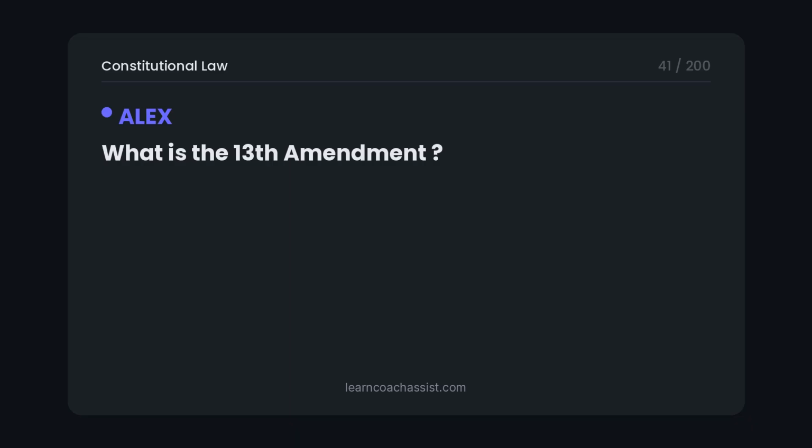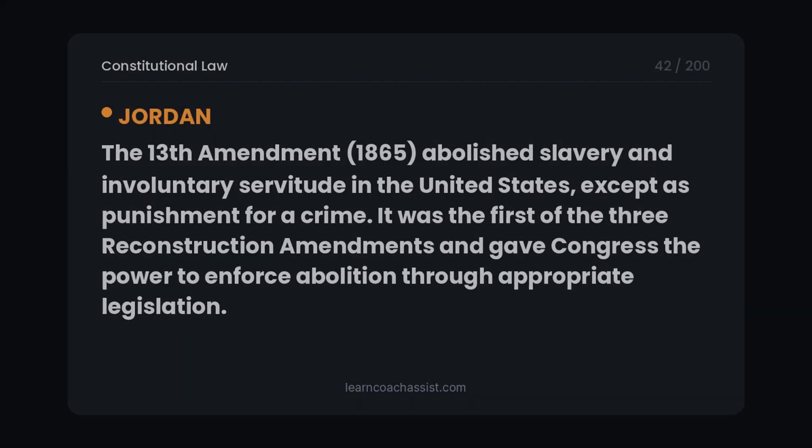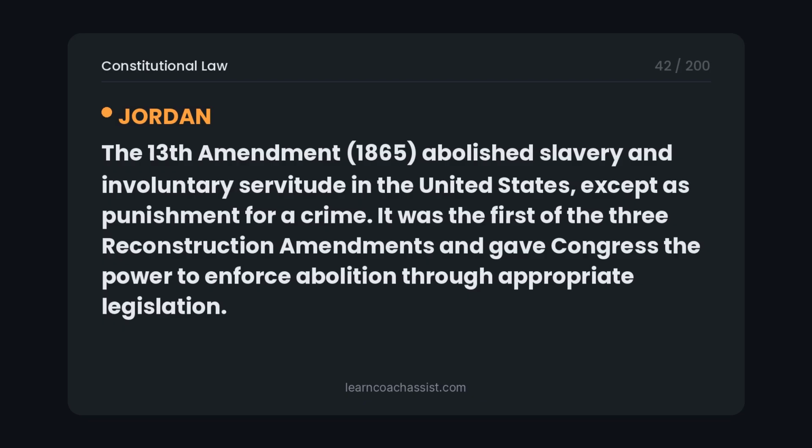What is the 13th Amendment? The 13th Amendment, 1865, abolished slavery and involuntary servitude in the United States, except as punishment for a crime. It was the first of the three Reconstruction Amendments and gave Congress the power to enforce abolition through appropriate legislation.